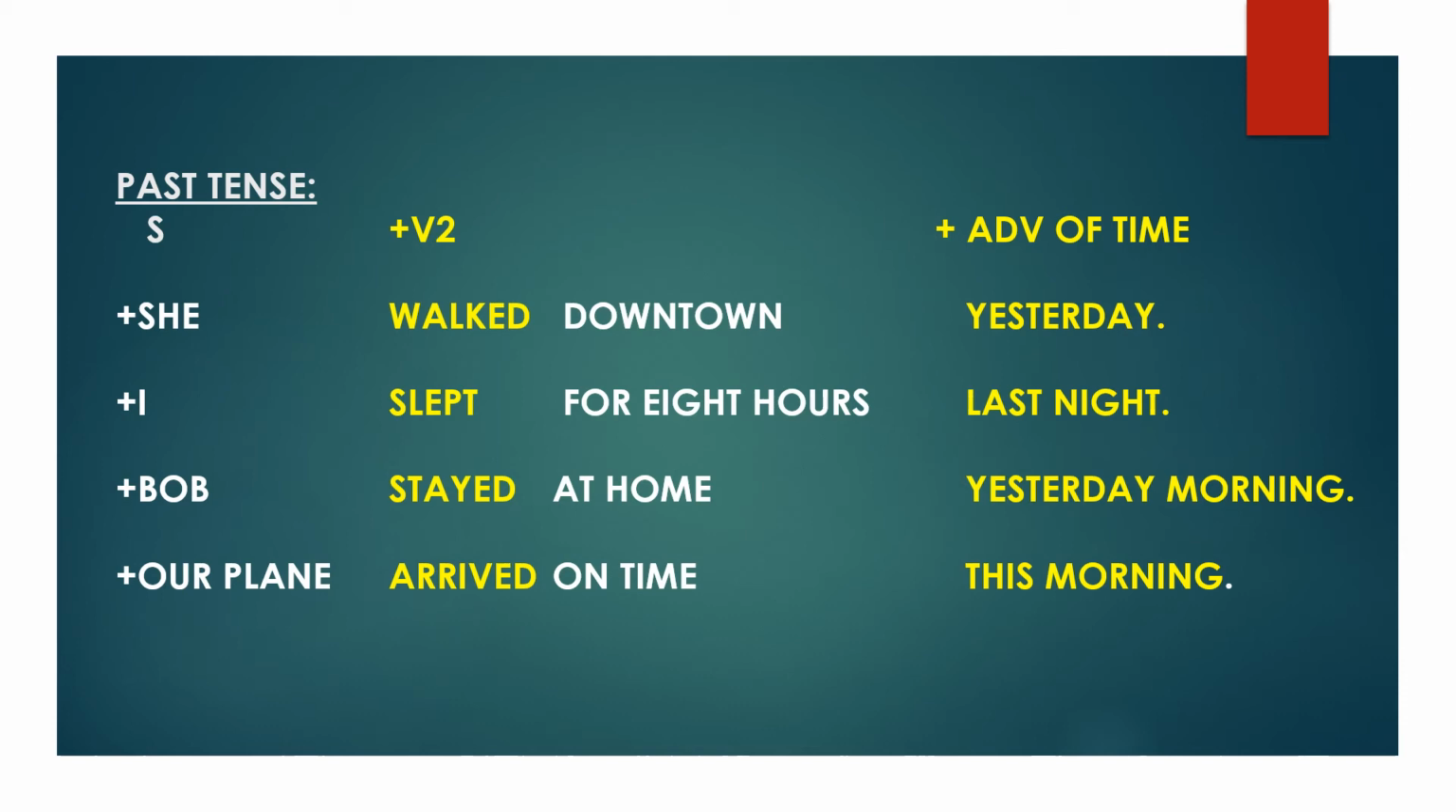As you see, the bold printed words for verb 2 are all in the past form. Walked, slept, stayed, arrived, all in the past form. And the adverbs of time, the bold printed yellow words, are yesterday, last night, yesterday morning, this morning.